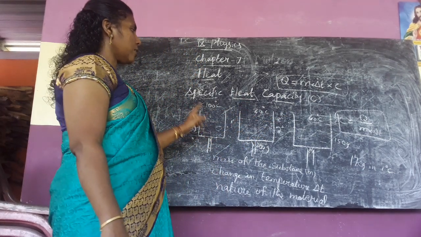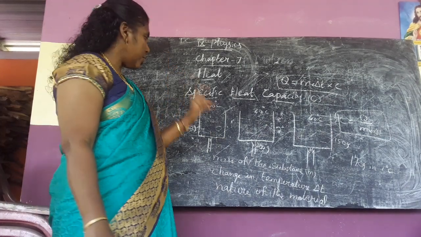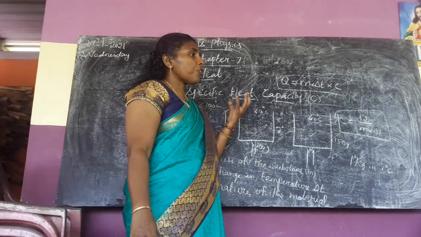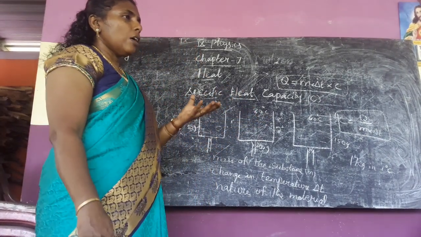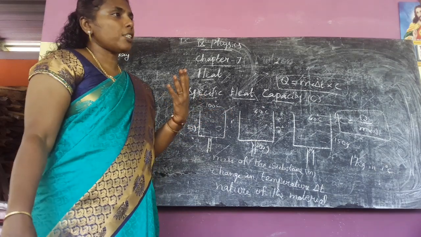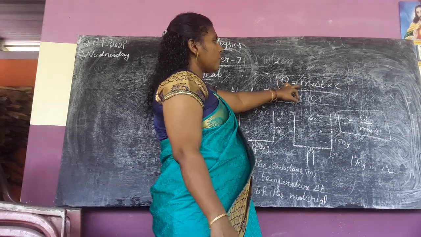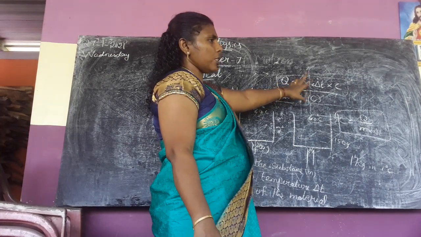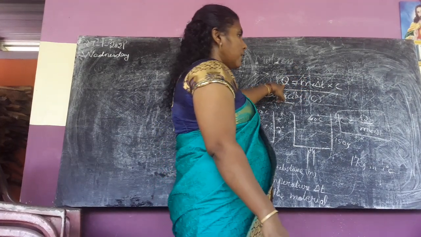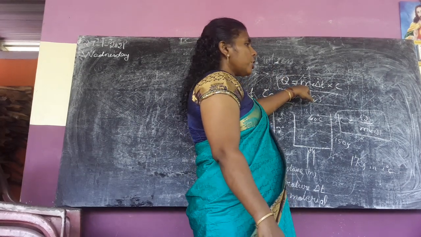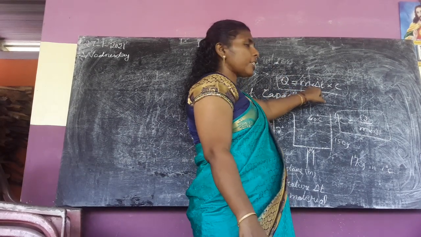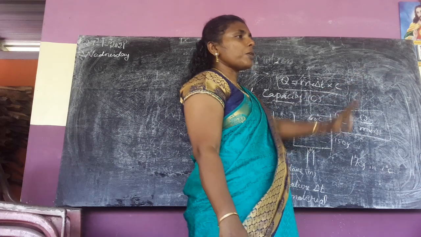Temperature changes; that we will call delta T. Now, what does C mean? Specific heat capacity. According to the material, the specific heat capacity value will change. So we can write this formula: Q equals M into delta T into C. Q means heat required or heat transferred, M is the mass of the substance, delta T is the change in temperature, and C is the specific heat capacity.